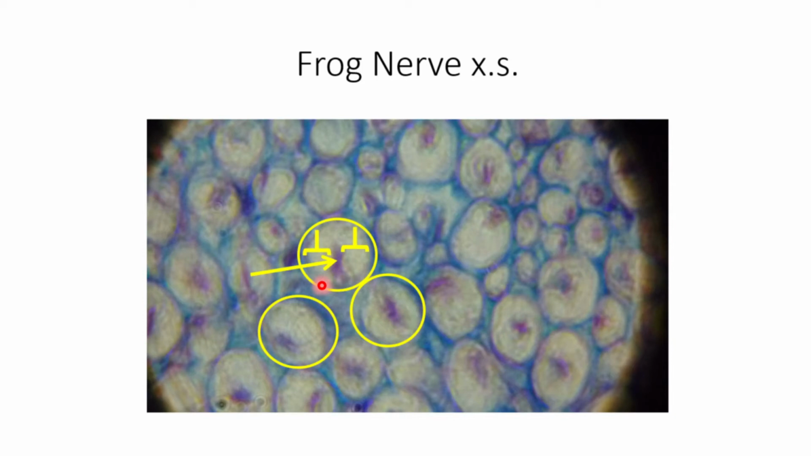Now, what you're seeing here is the axon in the middle, and this thick white layer is actually the myelin sheath covering the axon. Furthermore, your nerve cells are actually surrounded by a last connective tissue known as your endoneurium.